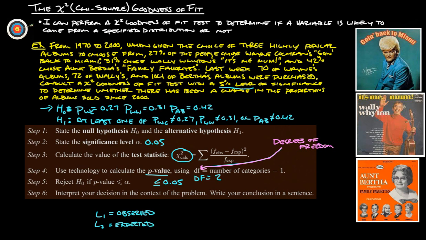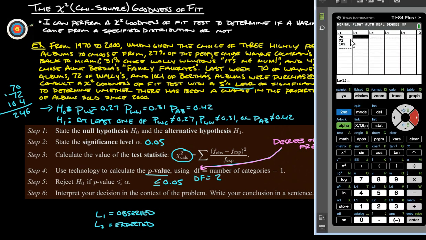In order to figure out the expected, we have to figure out how many total were sold. So we're going to add 70, 72, and 104, which gives us 246 total albums purchased. Now normally for Wayne, we expect 27% of those 246 to be purchased. You can do the math ahead of time, or you can just do the math right here in the list. So I'm going to do 246 times 0.27, and it'll give us the value.